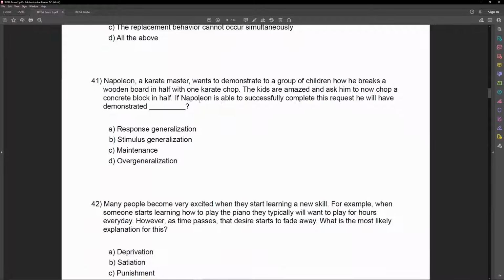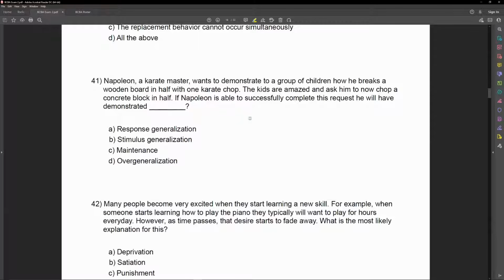Question 41. Napoleon, a karate master, wants to demonstrate to a group of children how he breaks a wooden board in half with one karate chop. The kids are amazed and ask him how to now chop a concrete block in half. If Napoleon is able to successfully complete this request, he will have demonstrated what? What is Napoleon trying to accomplish?